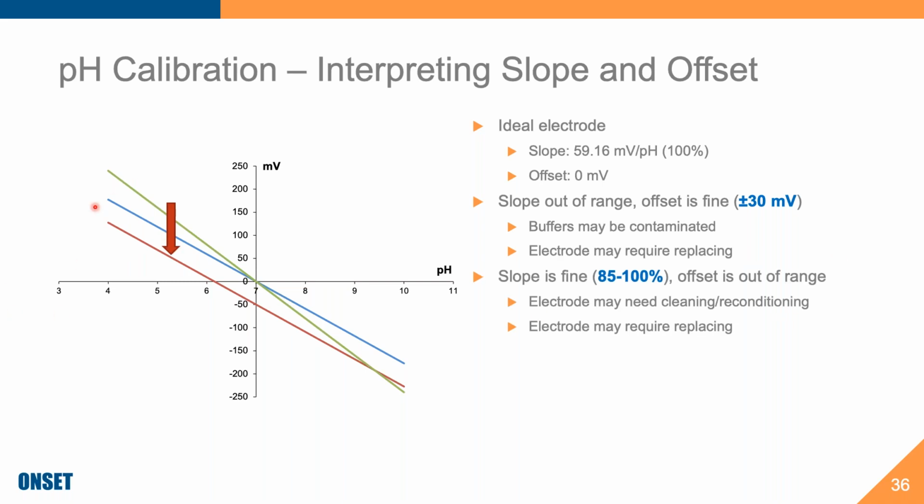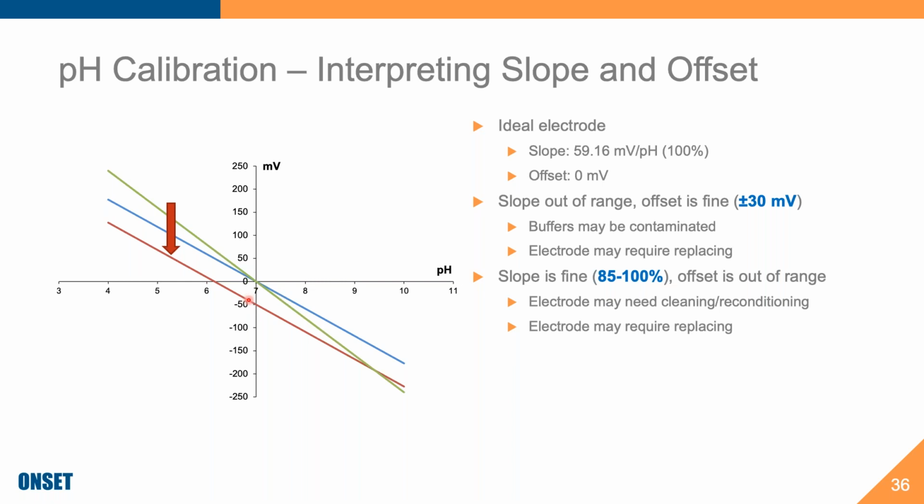Here we have the slope that's fine. It's actually perfect. It's parallel to the perfect electrode. But the offset is way out of range. It's negative 50 millivolts. So this definitely needs cleaning or reconditioning. And it's also possible that it's cracked, because in the end, potentiometric electrodes will always read a potential, even if it's cracked, even if there isn't an electrode attached.